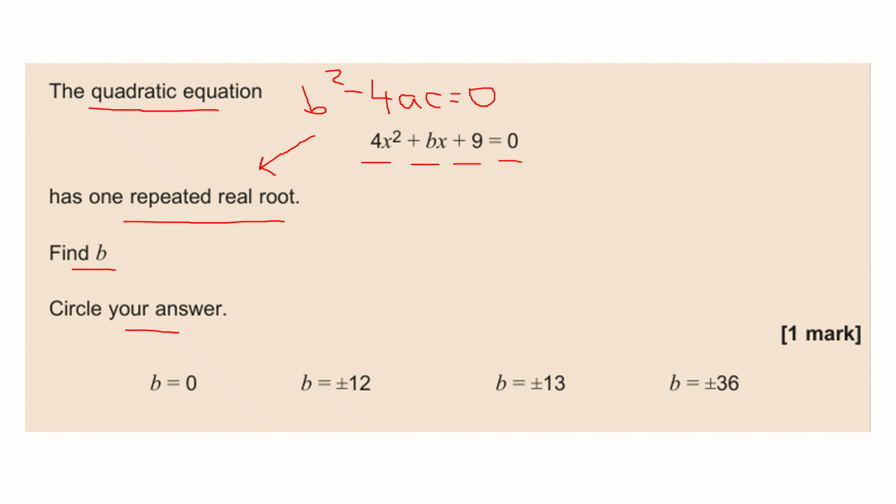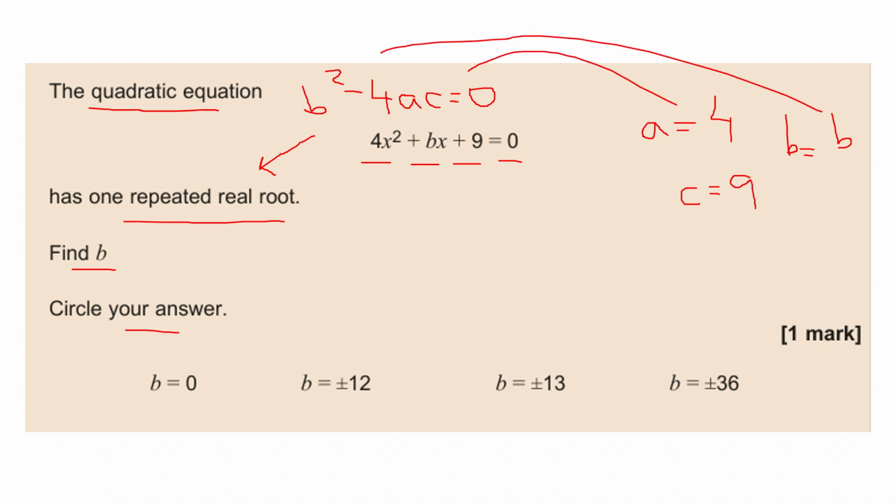So a is equal to 4, b is equal to b, the coefficient of x, so b is just equal to b, and then c is equal to 9, which is our constant coefficient, the constant term, or the number at the end. I'm going to sub these into here now, obviously being careful with my signs. I'm going to have b squared minus 4 times 9 times 9.